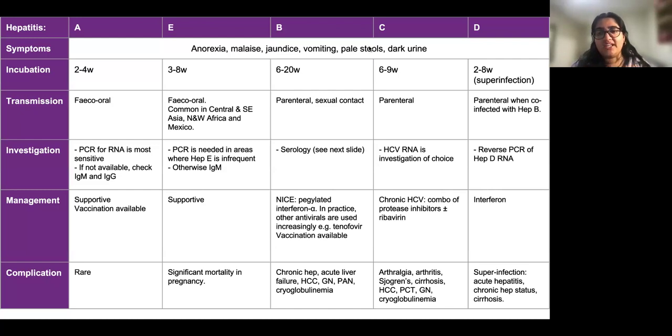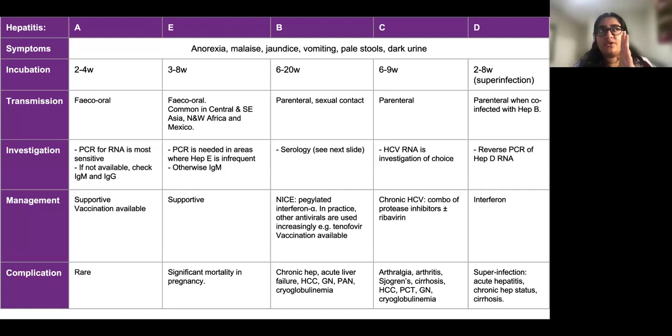And then looking at B and D, so these I think are more serious. So they're transmitted through sexual contact and through mother and child as well. Same with D, and they have much more serious complications. They do need to be treated. Some of it can progress to chronic hepatitis and acute liver failure as well, and also some vasculitis as well. So you need to keep that in mind.